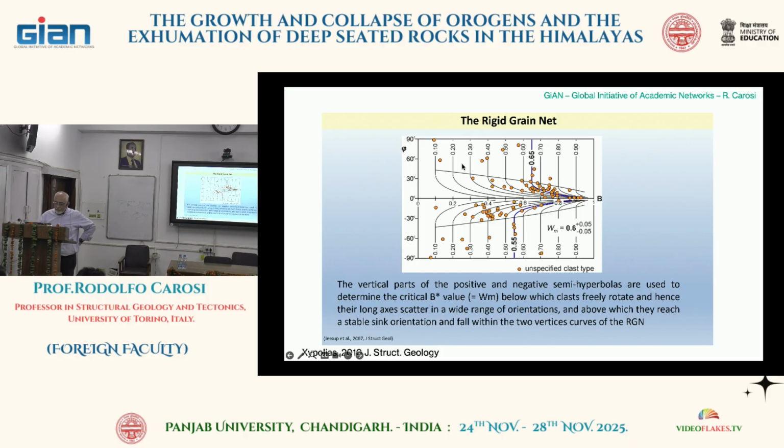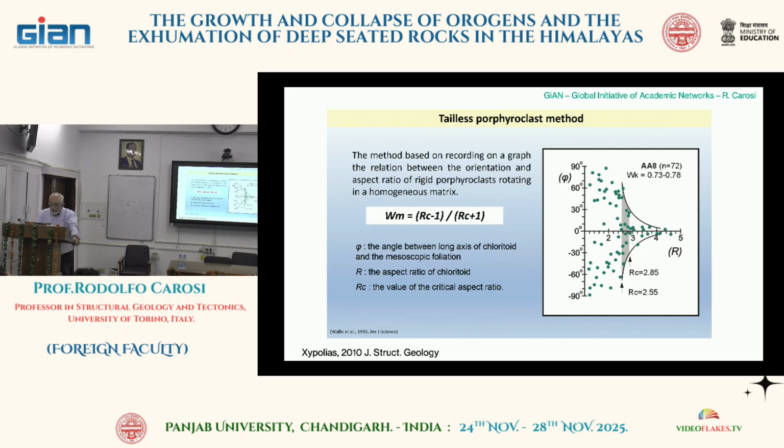So you just put all the measurements in the graph, and try to find the distinction, the cutoff point, between the clasts that rotate continuously and show orientation up to 90, minus 90, and the ones that are concentrated along the shear plane. And this line is a line of the flow, the theoretical line calculated for the flow of each aspect ratio. So you can have also a graph like this, much more simple.